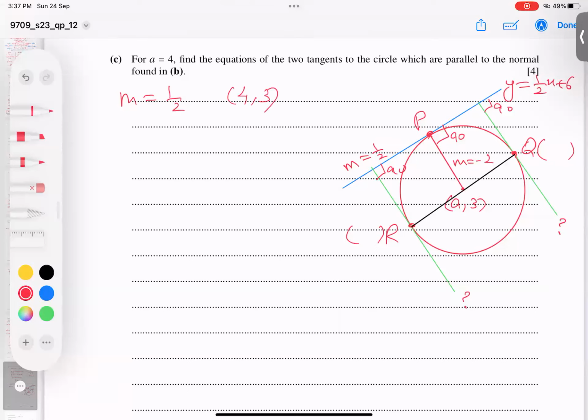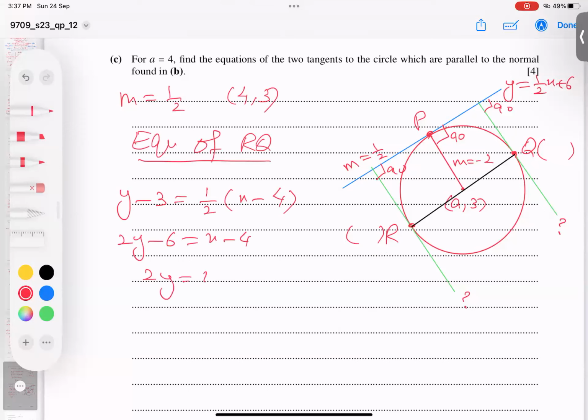So the equation, I give it a name, the RQ line. So the equation of RQ. The formula is y minus y1 equals m times x minus x1. So 2 multiplies there. I got 2y minus 6 equal to x minus 4. 2y equals x plus 2. So I got the equation of this black line. I can divide by 2 also. If I divide by 2, I get y is equal to half x plus 1. And this is the equation of this black line, I got it.